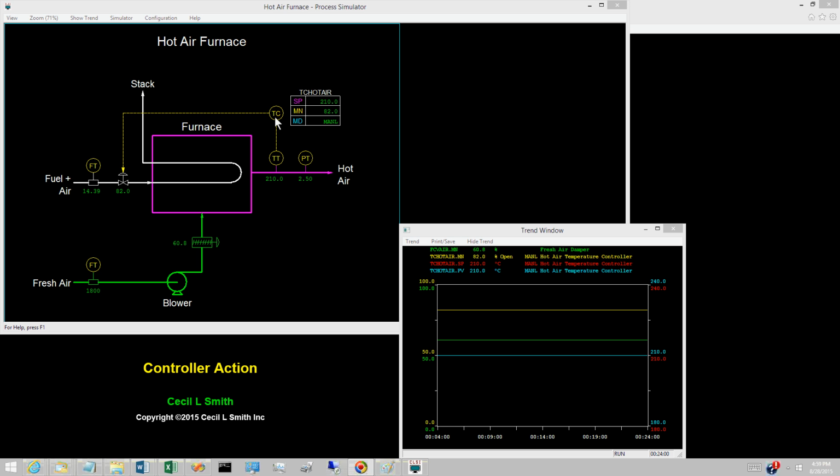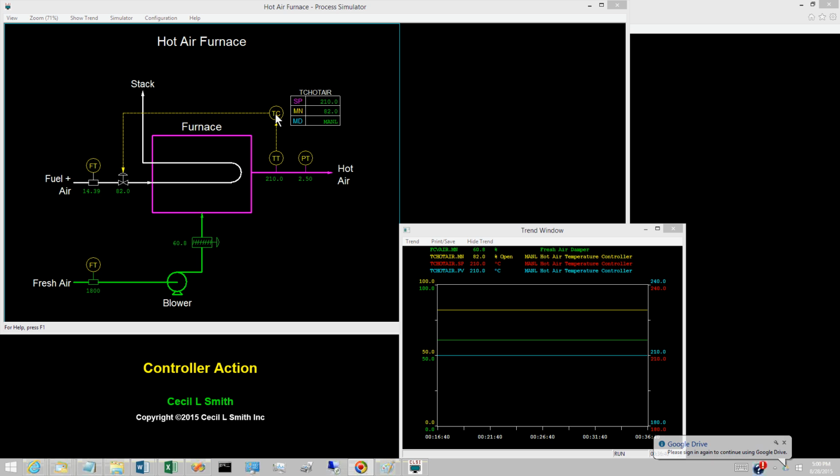The specification for controller action depends on the answer to the following question. On an increase in the PV, should the controller increase its output or should the controller decrease its output? Note specifically that the definition of controller action is based on the PV, not the control error E. There is a reason. By defining action on the PV, the definition can also be applied to regulators.